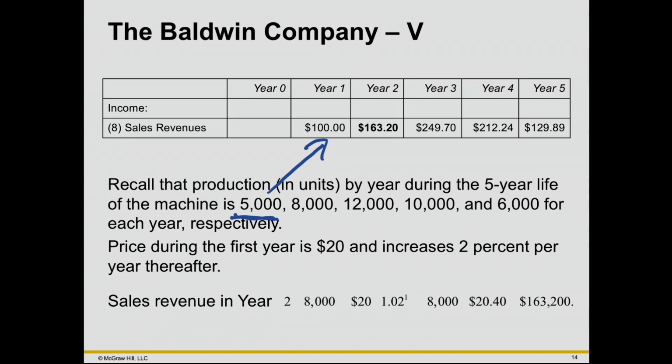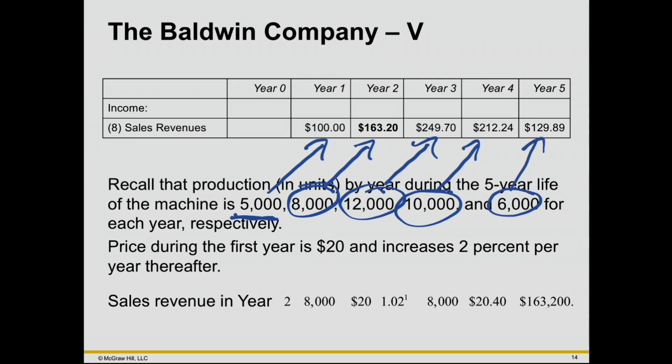Then that $20 per ball increases at 2% per year. So the 8,000 units aren't just 160, they're 163.20. And then another 2% up for the 12,000 units. And then our 10,000 units, still another 2% up. And then finally, the last year of production, we have $129,890 of revenue. All right.